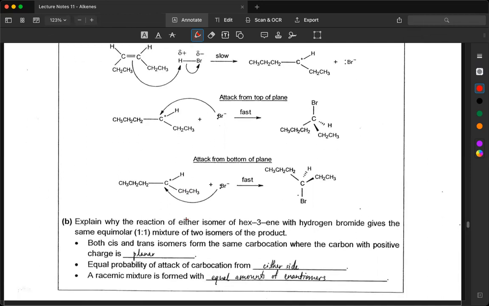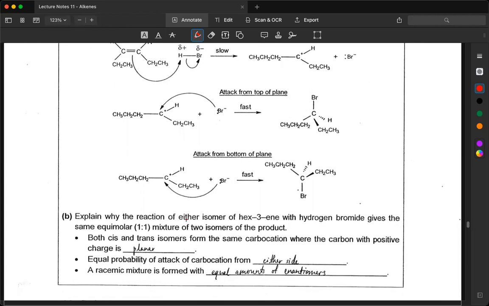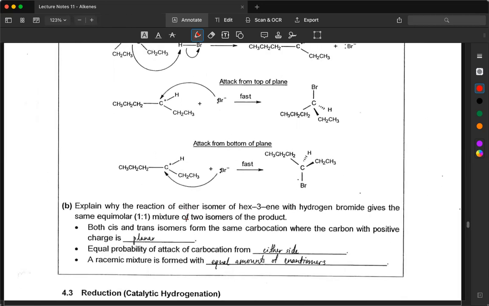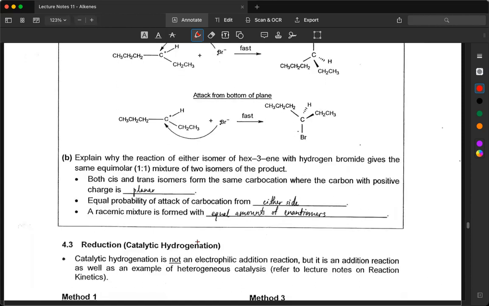So why does this reaction of either isomer of hex-3-ene with hydrogen bromide give the same equimolar mixture? Because the reply to this is both cis and trans isomers form the same carbocation where the carbon with a positive charge is planar. So there will be equal probability of attack of the carbocation from either side. Therefore, you form a racemic mixture with equal amounts of enantiomers.